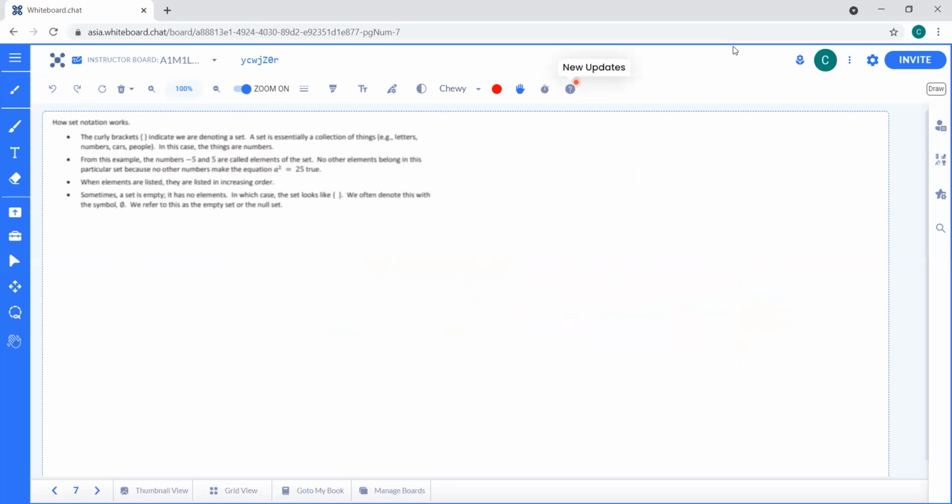All right, curly brackets indicate we're denoting a set of numbers. For this example, we have -5 and 5 to make it true. When the elements are listed, they are listed in increasing order. Sometimes a set is empty, or it has no elements, in which case the set looks something like that. It's just an empty set. We often denote this with a symbol of 0 with a line through it. That's an empty set, or what's called null. Null is another word for empty.